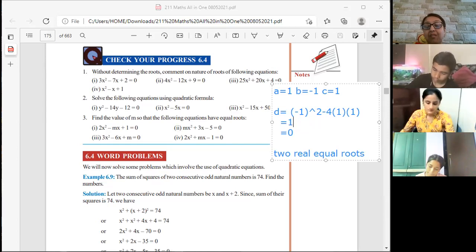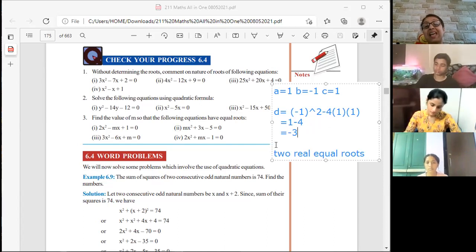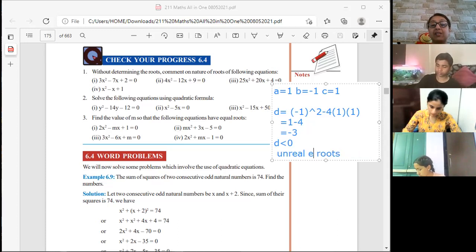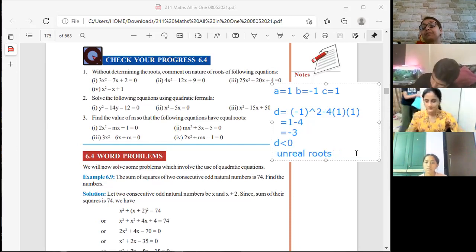1 minus 4 ones are... What is 4 ones are? 4. And 4 ones is again 4. Am I right? What is 1 minus 4? Can I say minus 3? Minus 3. And what if I get D less than 0? Then not real roots. Yes. So can I say unreal roots? Directly unreal roots. Got it?